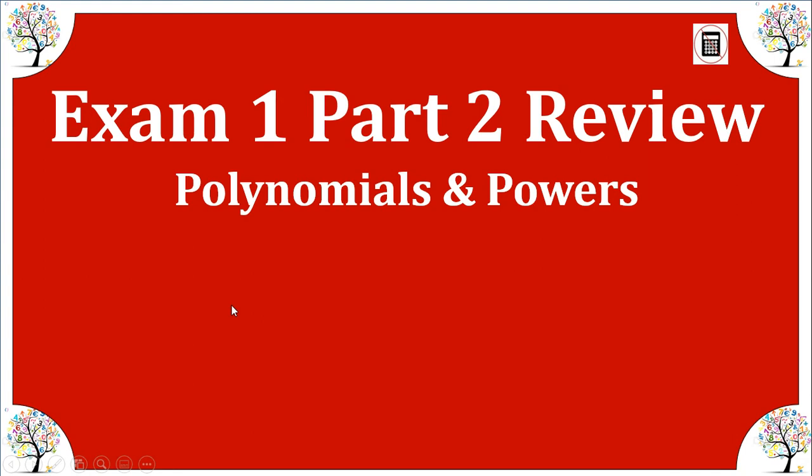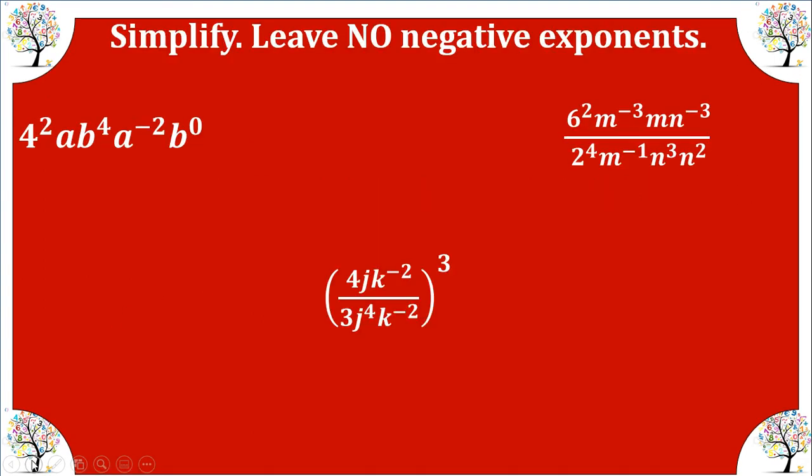Okay, guys, let's review for the second part of our test over polynomials and powers. Let's take a look at these powers here. These are a bit complicated. So here we have the product rule. I'm going to go ahead and square 4, which is 16.